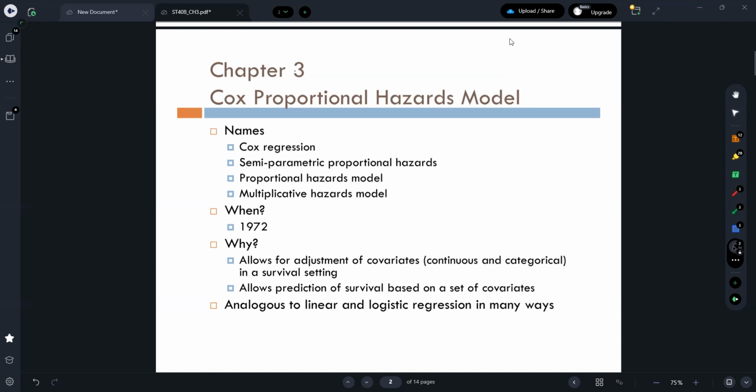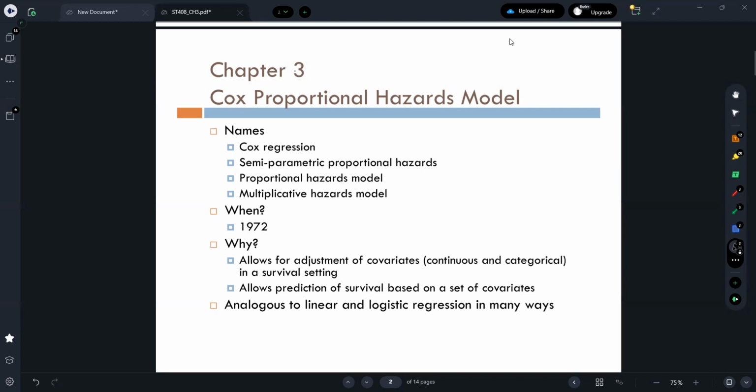And then by building this Cox proportional hazard model, you can figure out what are the significant covariates for the survival model. And then you can do comparison among groups. You can compare hazards, you can calculate hazard rates. So you can do several things using the Cox proportional hazard model.